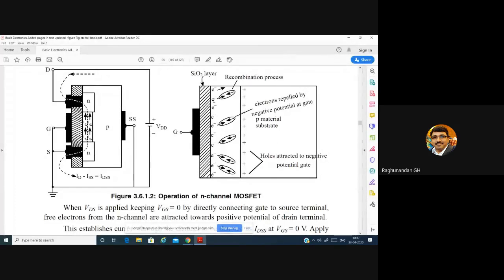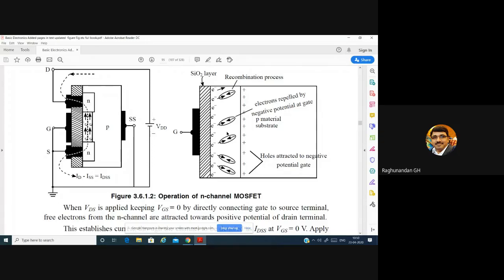When you create a positive electric field, a positive attractive force here, the electrons present in the substrate, which were behaving like minority charge carriers, get into this channel because of the attraction created by the gate terminal. When they get into this channel, the electrons which were already flowing add up with them. So there will be a rise of current.